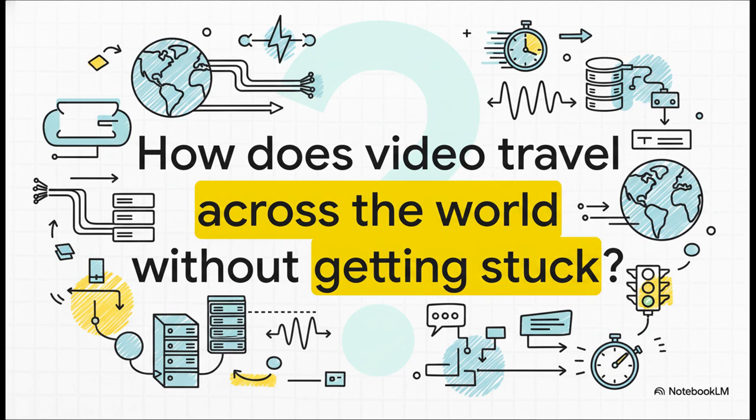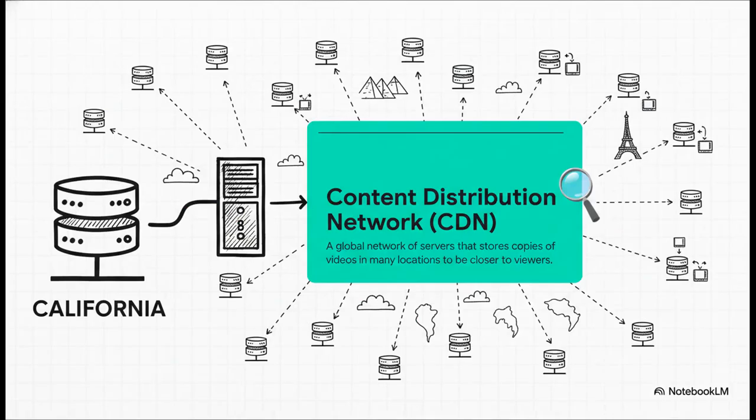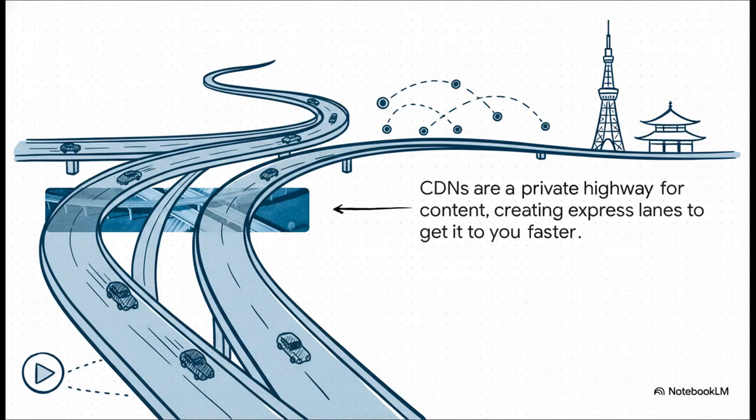So why isn't it? Well, the answer is something called a content distribution network, or a CDN. It's a simple idea with a massive impact. Instead of having just one server in California, a company like YouTube or Netflix places copies of their popular videos on thousands of servers all over the globe. This metaphor is just perfect. A CDN is basically a private, super-fast highway system for videos.